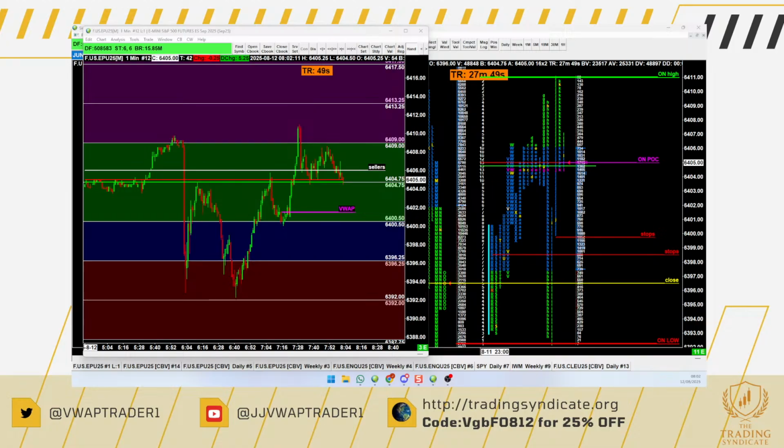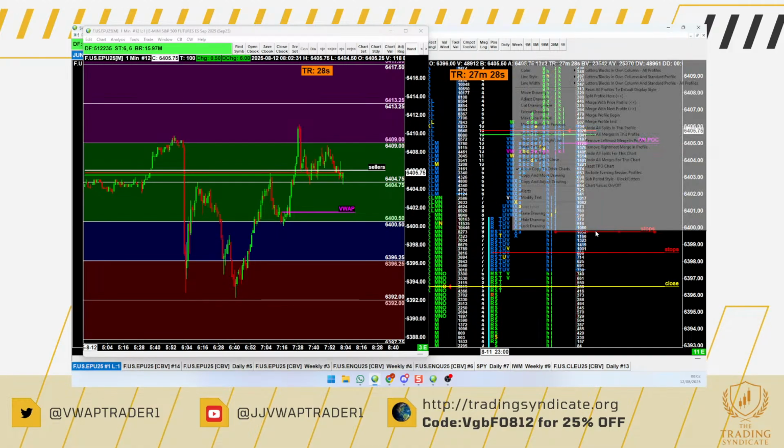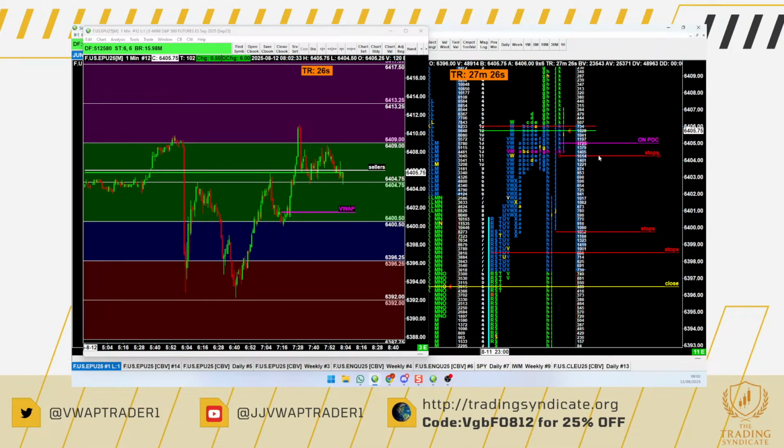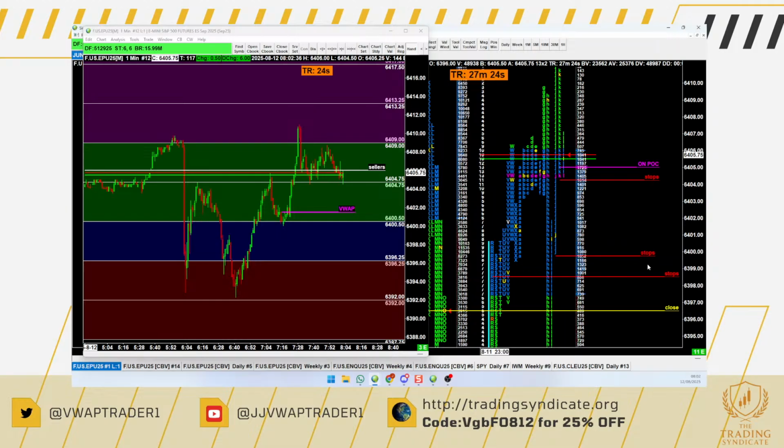Now London's opening. Let's see if it can take out this low here and get down to 6,400. Now we're going to see what lies beneath here. I haven't taken a trade yet. I'm just watching to see where the market is finding bids.